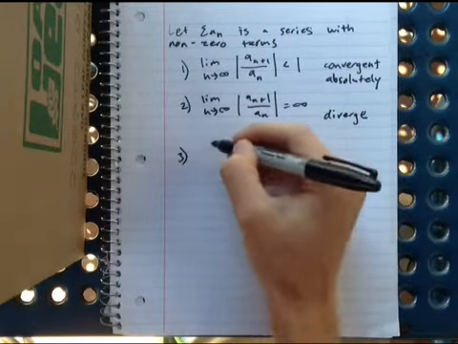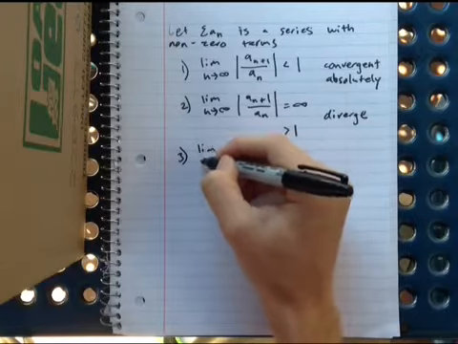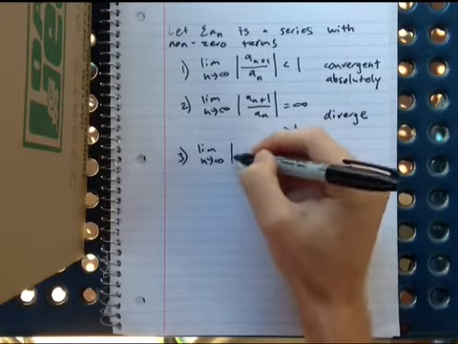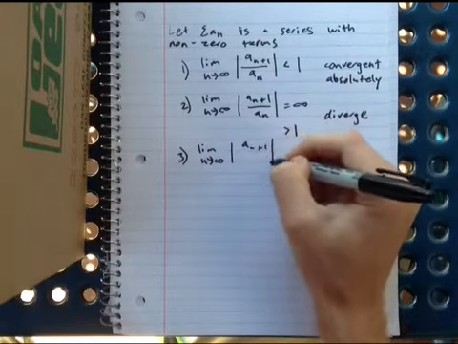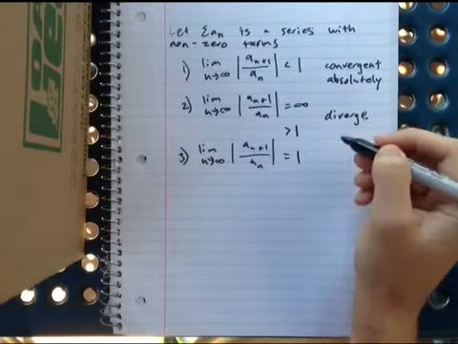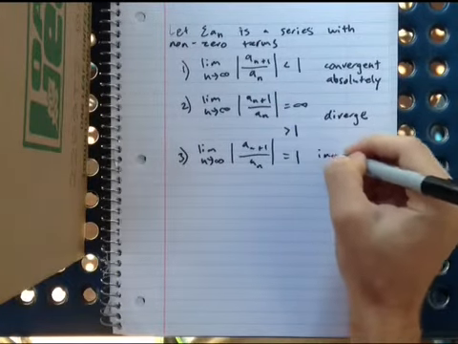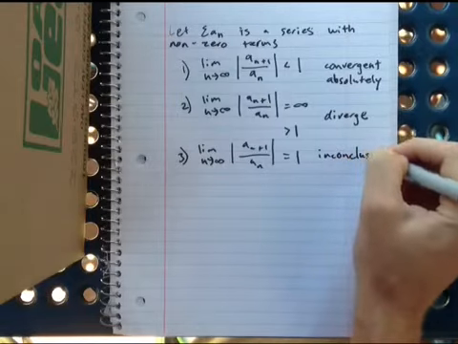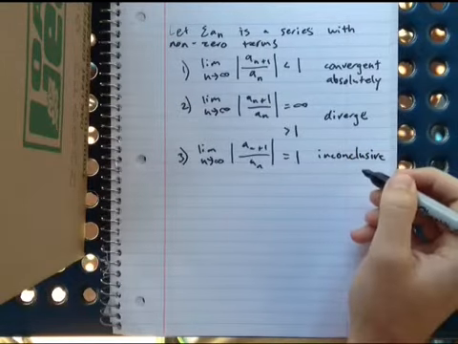The third option is you apply the ratio test and you get that it equals 1. In this case, the test is inconclusive and you will have to refer to a different test.